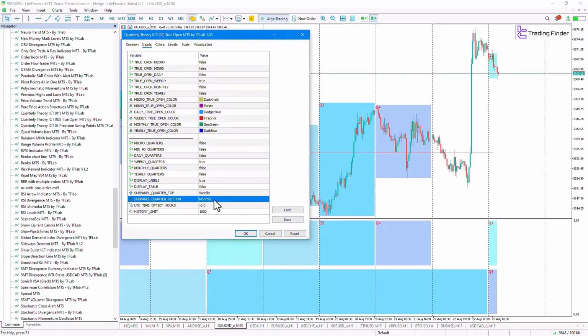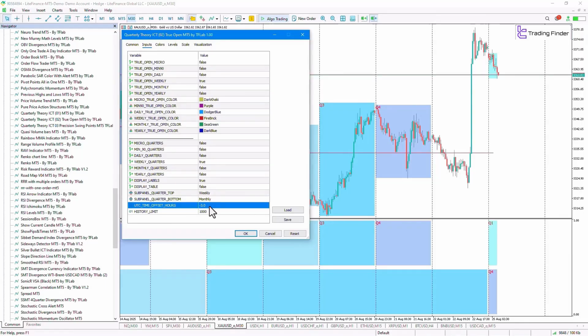In this next input, we can set the quarter for the lower section, which by default is set to monthly. And in this next crucial input, we can set one of the primary and most significant parameters of the indicator, which allows us to determine the fundamental basis for identifying the precise start of each individual period. The standard and most commonly utilized mode for this setting is to set it to UTC or GMT. Depending on the time frame you are using, you need to set the value in this section accordingly. And in this last input, we can set the maximum number of candles to review and display the quarters, which by default is set to 1000 candles.